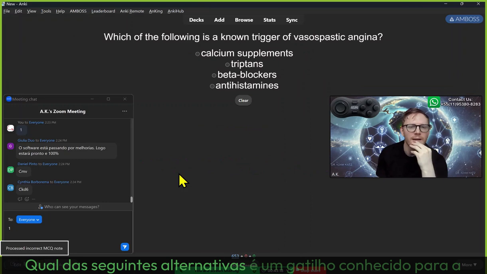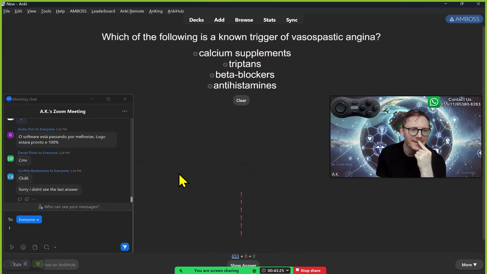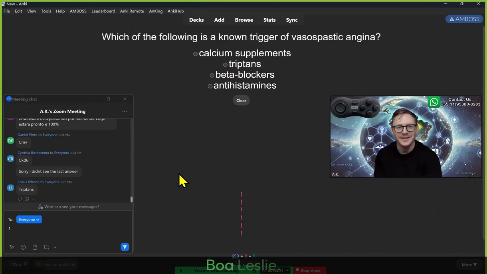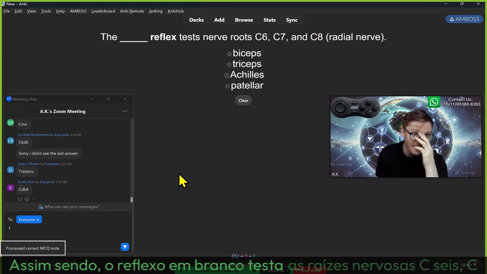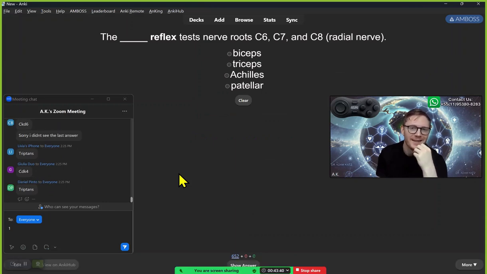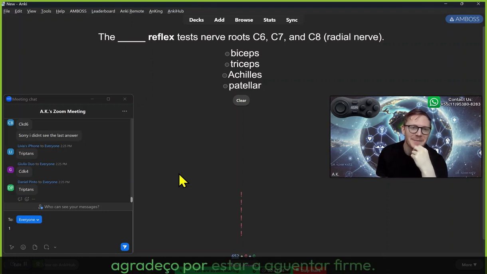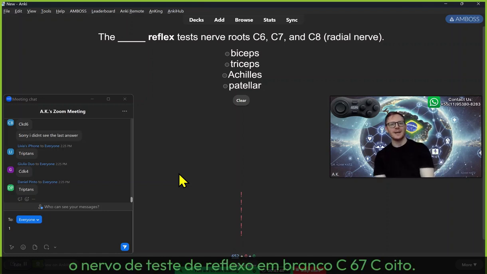Which of the following is a known trigger for vasospastic angina? We already know this, right? We already did this one. Exactly, triptans. Nice, Leslie. So the blank reflex tests nerve roots C6, C7, and C8. Exactly, Daniel. Yeah, I know there's a delay. I know you guys are typing it in real time, so appreciate you hanging in there. The blank reflex tests nerve roots C6, C7, C8.